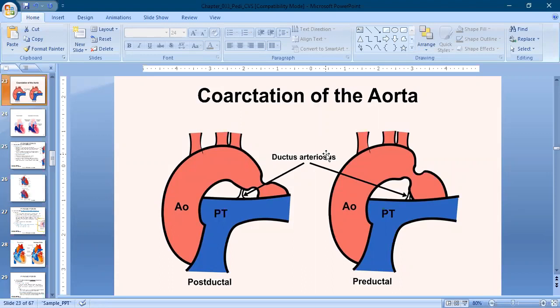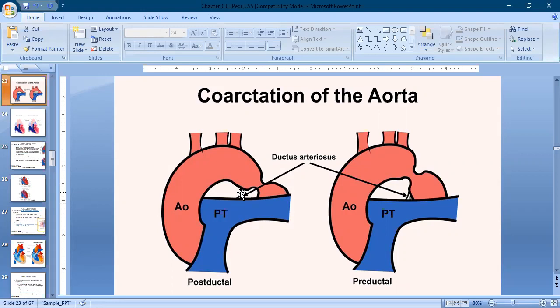So ductus arteriosus is especially a fetal vessel connecting the aorta and pulmonary artery. So this is the pulmonary trunk or artery. This is the arch of aorta. An abnormal connection continues even after birth, or we can say it fails to close after birth.